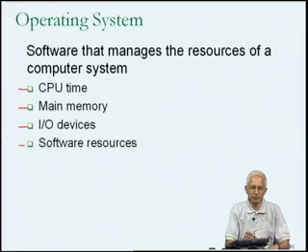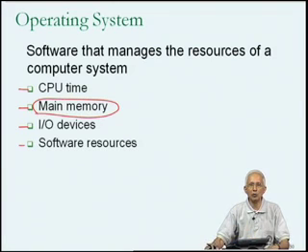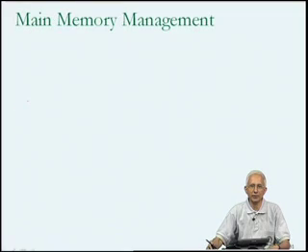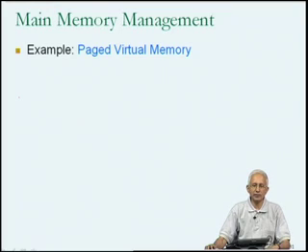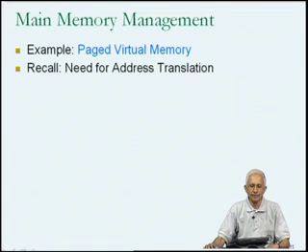So our first look into operating systems is in the area of how the operating system manages main memory. And we are looking at a specific kind of widely used operating system mechanism for managing main memory. This is known as paged virtual memory. And I just remind you that it is necessary to have a mechanism to protect one program in execution from another. That is typically done through a procedure of address translation.